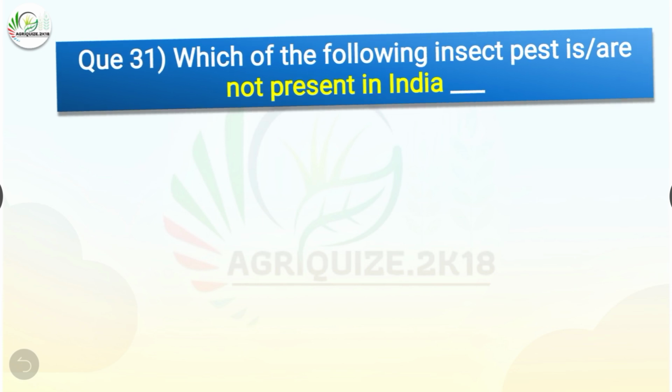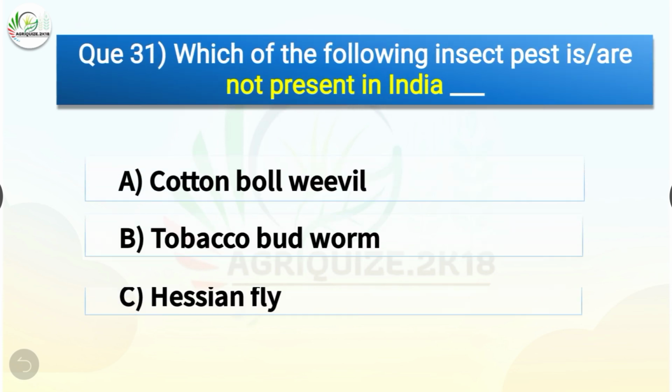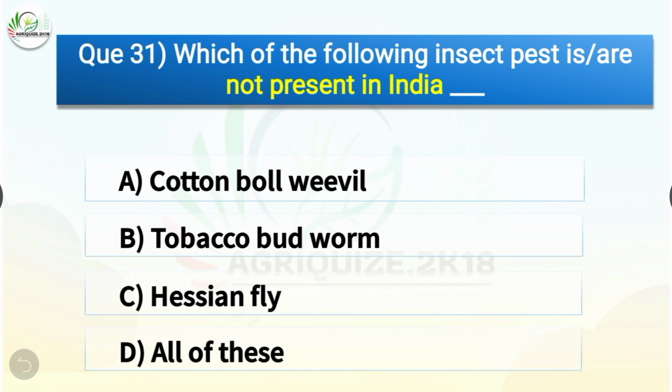Question number 31. Which of the following insect pests is or are not present in India? The options are cotton boll weevil, tobacco budworm, Hessian fly, or all of these. The correct answer is option D, all of these. So the insect pests not present in India are all three: cotton boll weevil, tobacco budworm and Hessian fly.